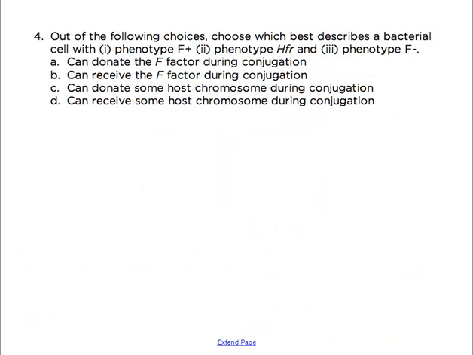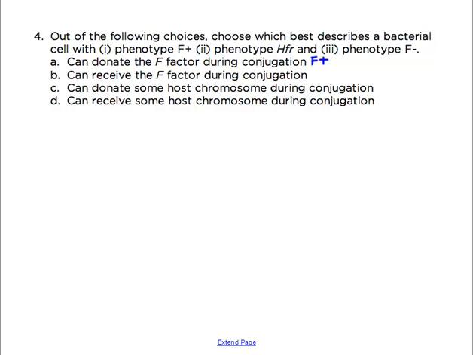Question 4 is just an easy application of the theory. So it says, out of the following choices, choose which best describes a bacterial cell with 1. Phenotype F+, 2. Phenotype HFR high frequency recombination, and 3. Phenotype F-. So for part A, the description is that it can donate an F factor during conjugation. So this describes a bacterial cell with the phenotype, and really the genotype, of F+.